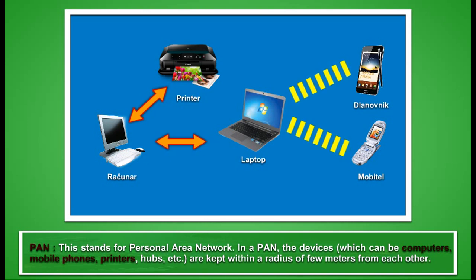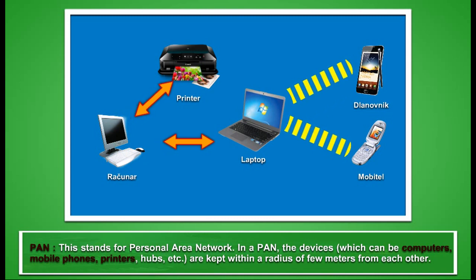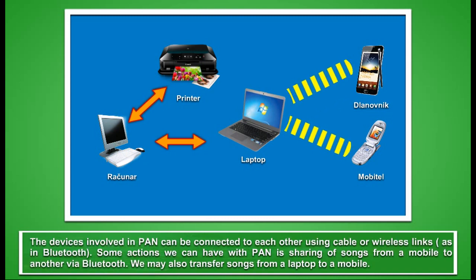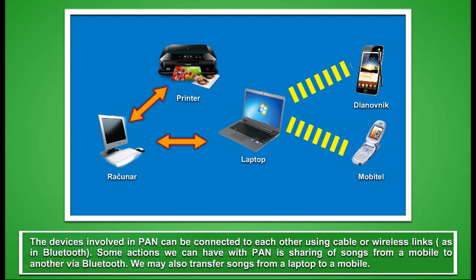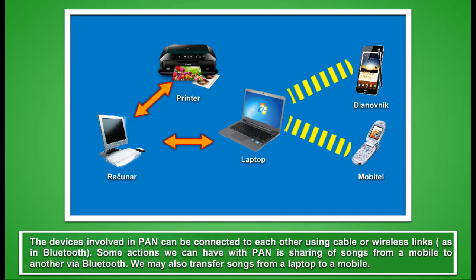In a PAN, the devices, which can be computers, mobile phones, printers, hubs, etc., are kept within a radius of a few meters from each other. The devices involved in PAN can be connected to each other using cable or wireless links, as in Bluetooth. Some actions we can have with PAN is sharing of songs from a mobile to another via Bluetooth. We may also transfer songs from a laptop to a mobile.